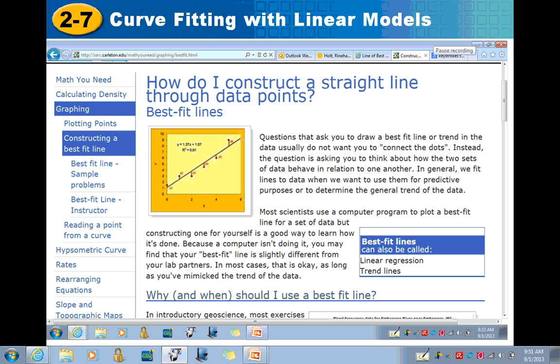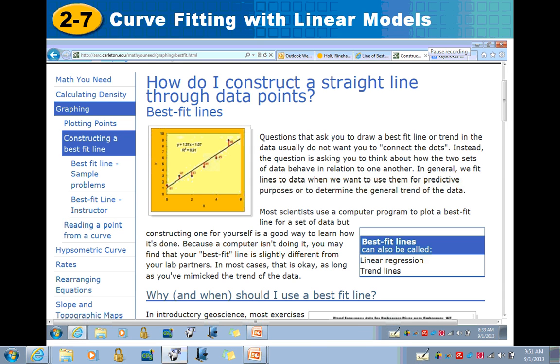So this is a screen print from the carleton.edu website where they talk about geosciences. And I thought it was interesting and relevant. How do I construct a straight line through data points? And it tells us a little bit about why we would do this.